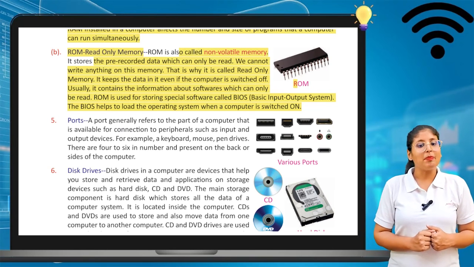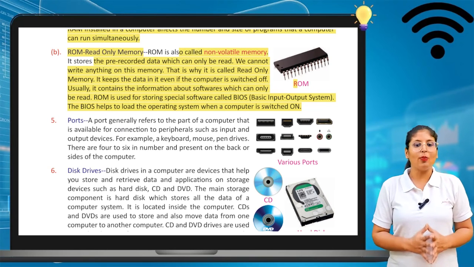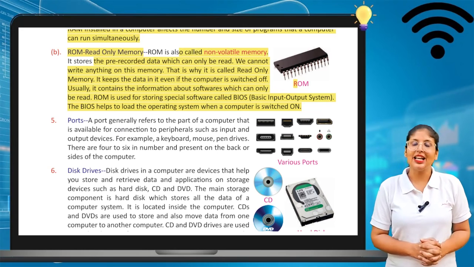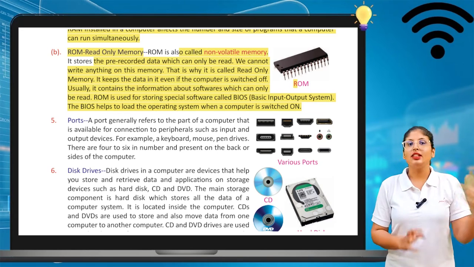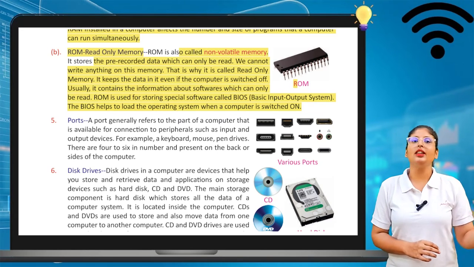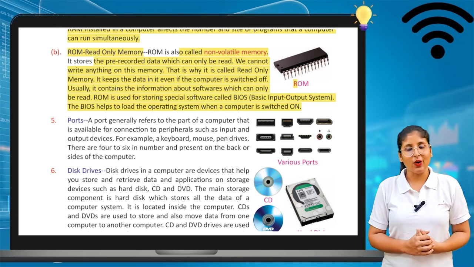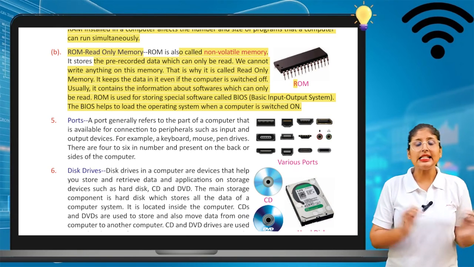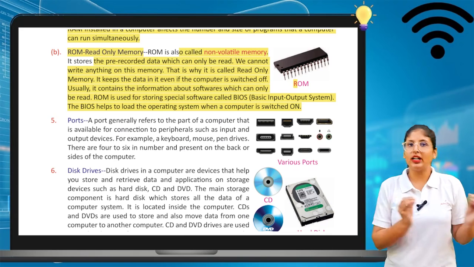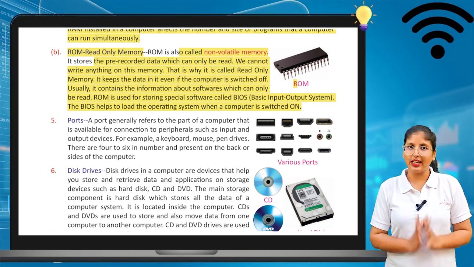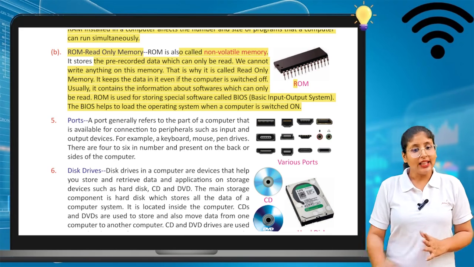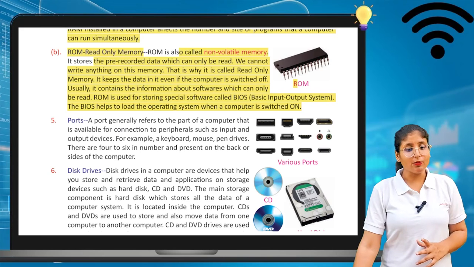Okay, the BIOS helps to load the operating system when a computer is switched on. So these are the main differences between the RAM and the ROM. I am hoping that these differences, and what ROM and RAM are, are totally clear to you. Now we will see some other thing, that is ports.